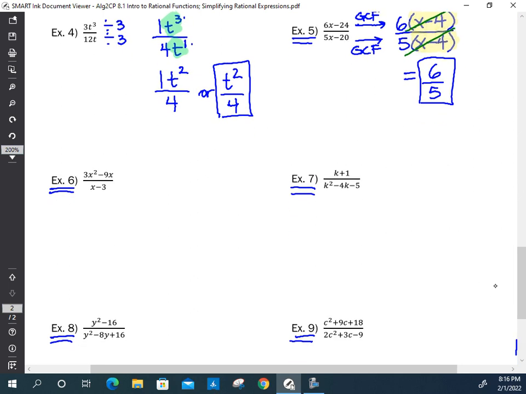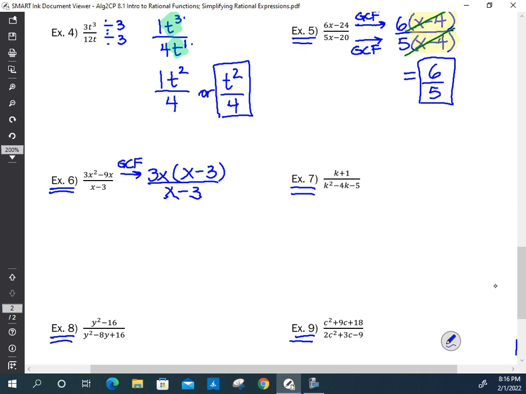Example 6. 3x squared minus 9x over x minus 3. So same rules apply. Factor the top. Remember, the first rule of all factoring is GCF. So we can take out a greatest common factor. You can take out a 3, and you can take out an x. So that gives you x minus 3. The bottom is just x minus 3. You can't take anything out from that.